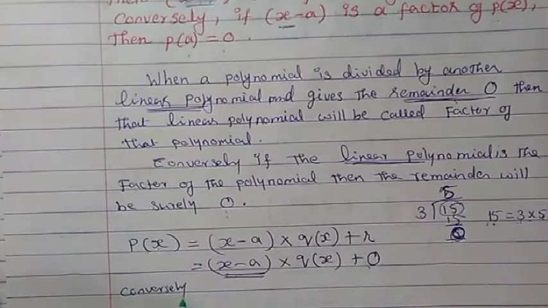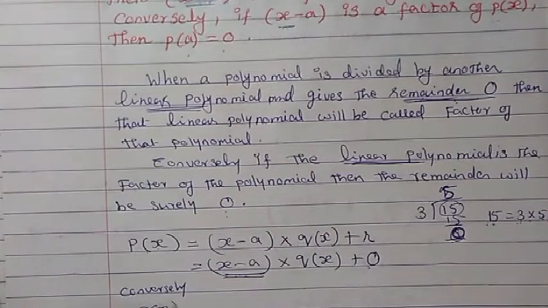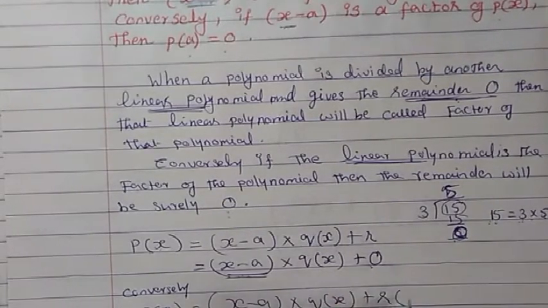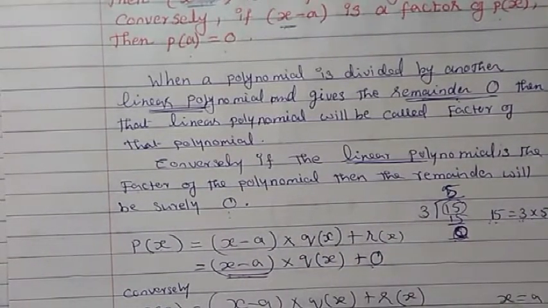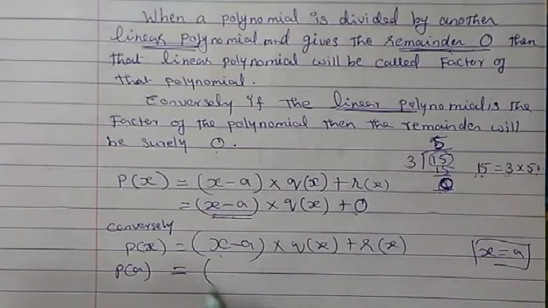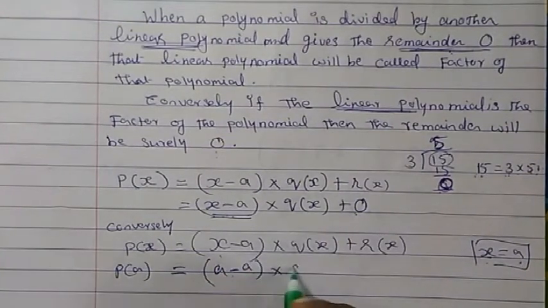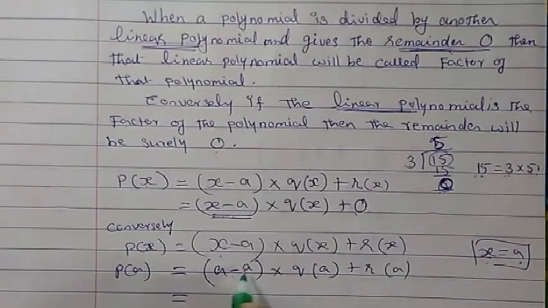Now conversely, if this is a factor of this polynomial, then the remainder is sure to come as 0. So for that, P of X equals (X minus A) into Q of X plus R. R also will be some value. Now let us take the value of X as A, from the linear polynomial only. So wherever X is there, we'll put the value A, and the remainder is also A.